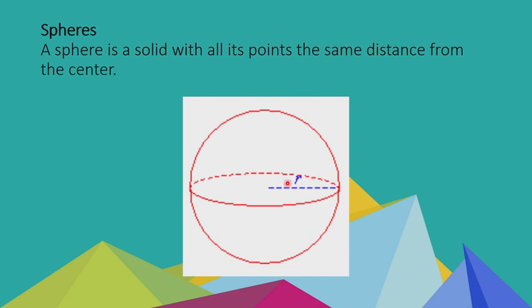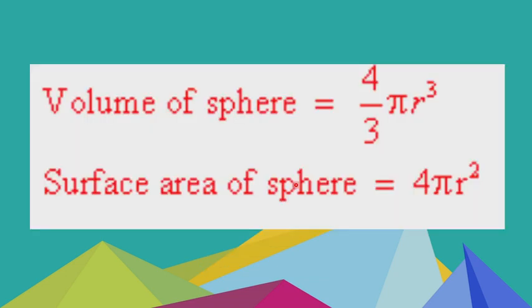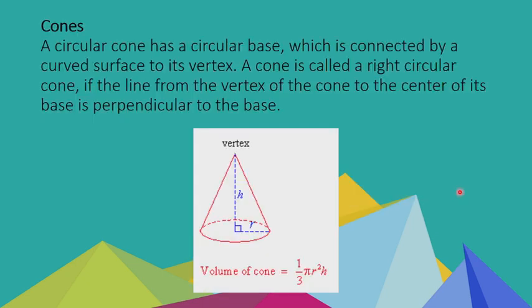So here the distance between the center and any point on the sphere is equal, that is r. That is nothing but a sphere. And next, the volume of the sphere is equal to 4 by 3 pi r cube, and the surface area of the sphere is equal to 4 pi r square.